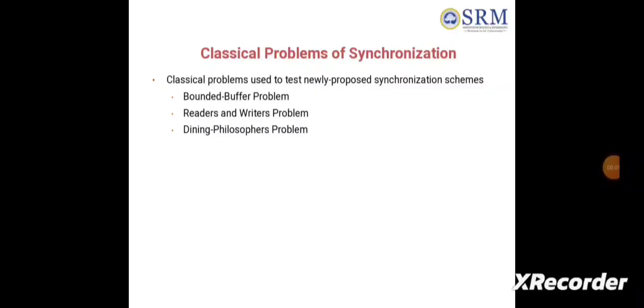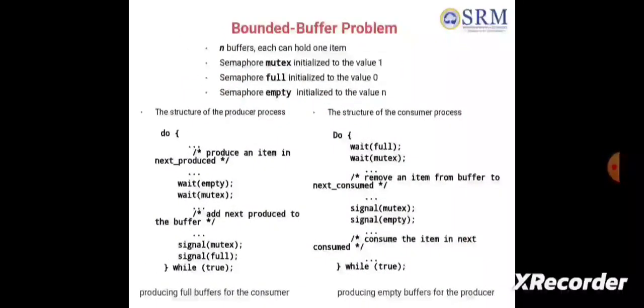There are three classical problems of synchronization. Let us see one by one. First one is bounded buffer problem. In bounded buffer problem, there are n number of buffers which uses three semaphore variables: mutex for mutual exclusion, full to ensure whether all the buffers are full for the consumer process to consume the data, and another semaphore variable empty to ensure whether all n buffers are empty for the producer process to load the data.